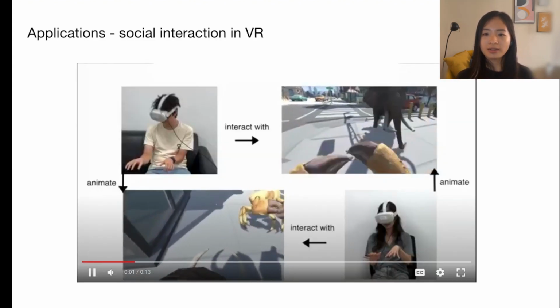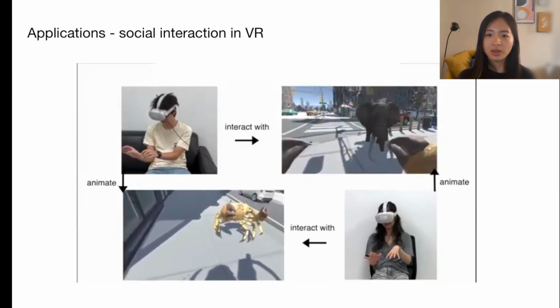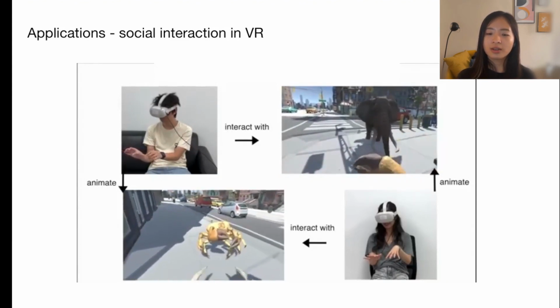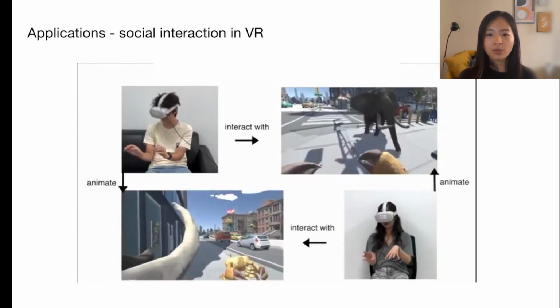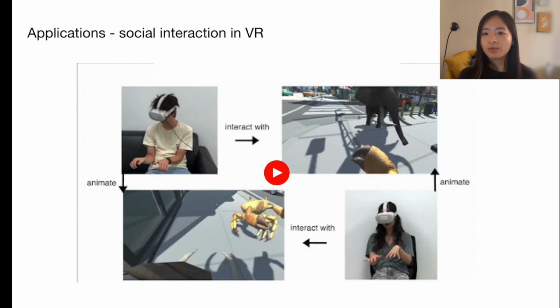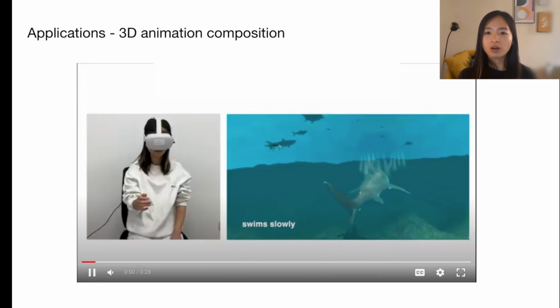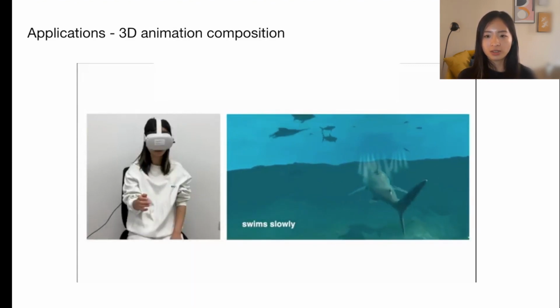HandAvatar contributes to the less explored non-humanoid avatar-based virtual social interactions in which users can socialize as non-humans, for example as crabs and elephants. We envision that representing users as non-humanoid avatars brings diversity to virtual social interactions, as users can carry out different activities with changing non-humanoid avatar identities. HandAvatar also allows simple, quick, and embodied 3D animation composition.